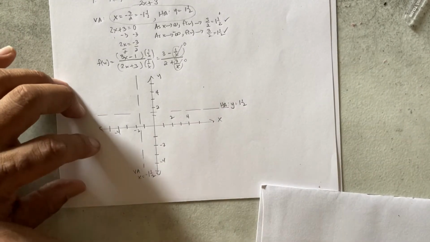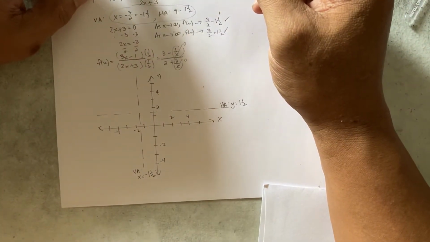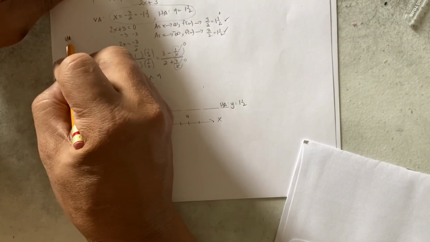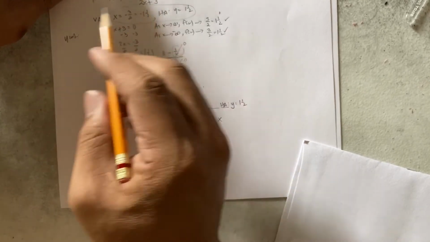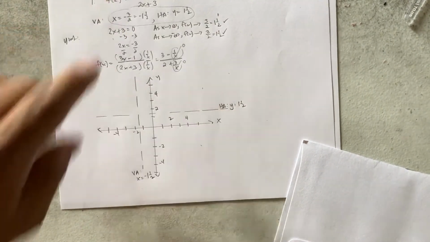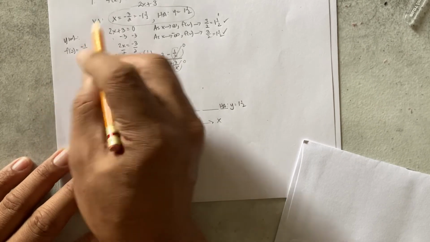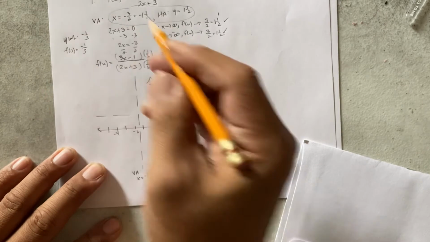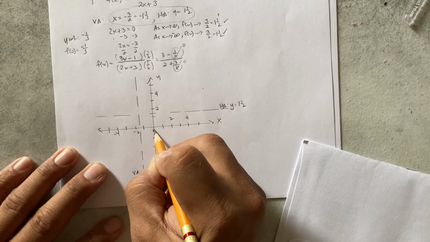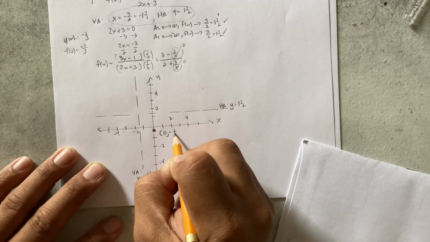Now we've got the vertical and the horizontal. Next we need to find the Y-intercept. The Y-intercept is found by setting x equal to 0. So f of 0 equals negative 1 over 3, negative 1/3. So negative 1/3 is going to be your Y-intercept. I'm going to call this point (0, -1/3).